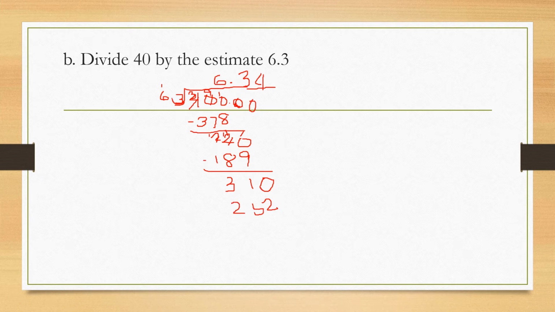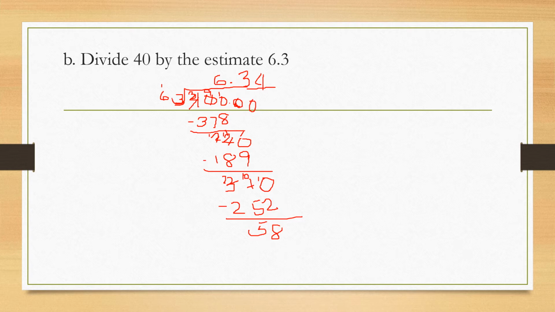Then subtract again. 10 minus 2 is 8. 10 minus 5 is 5. So we have now 58. Therefore, our quotient is 6.34.